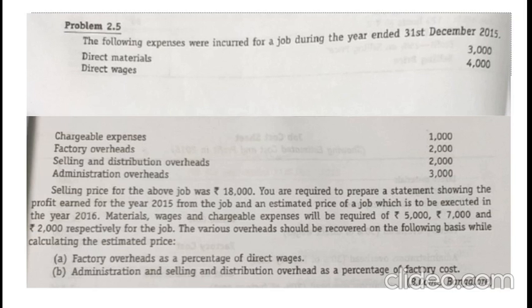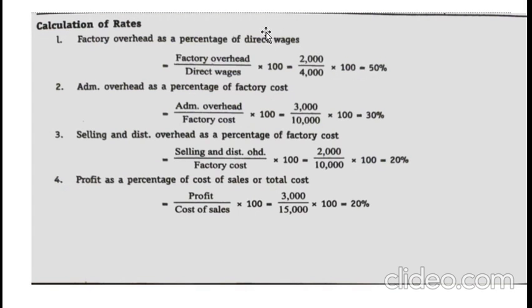So now here the working note is factory overhead as a percentage of direct wages. So the formula will be factory overhead divided by direct wages. So for this, how will you get this formula? I've already explained in the previous videos. Through cross multiplication also you can do this calculation.